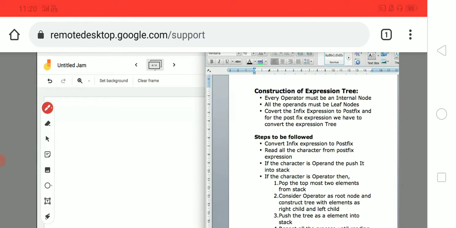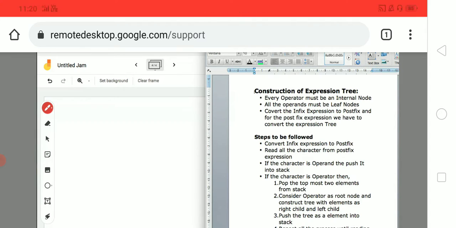Every operator must be an internal node. So to construct a binary tree with the help of expression, here every operator must be an internal node. We already know what is internal node. We already discussed it in previous classes.